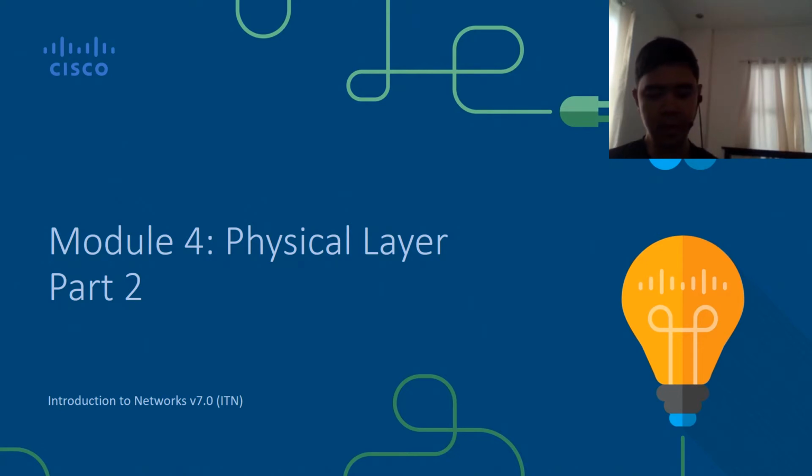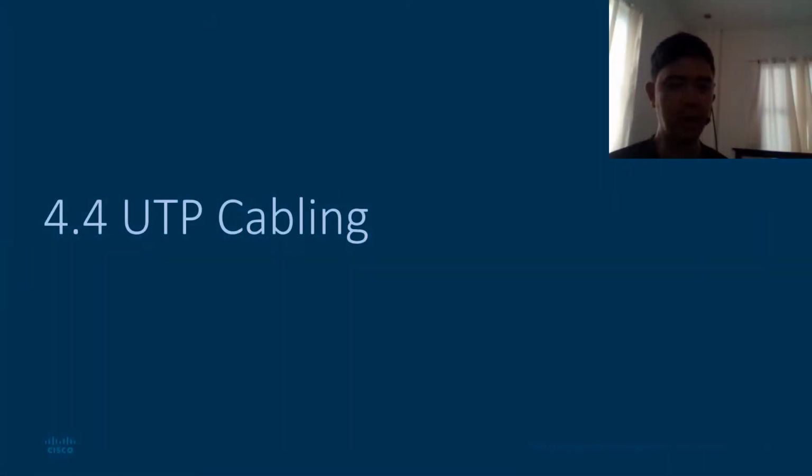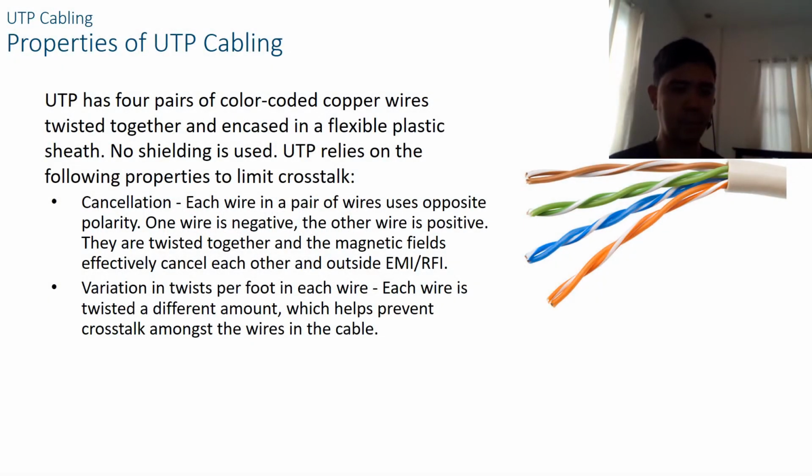So this is part 2 of the module. We'll cover properties of UTP. Again, one property of UTP cables is that there are 4 pairs, 8 wires.